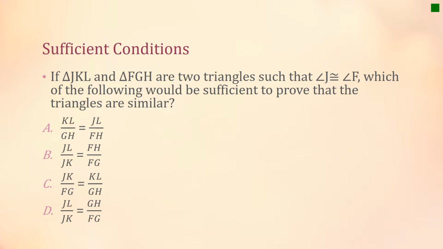Now, we're given some information here, or we're given a question, I should say. This corresponds to example 3, which is on page 480 and ends up on page 481 in our textbook. And it says, if triangle JKL and FGH are two triangles such that angle J is congruent to angle F, which of the following would be sufficient to prove that the triangles are similar?